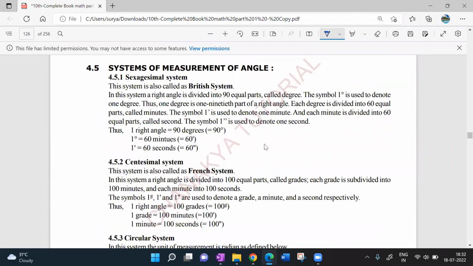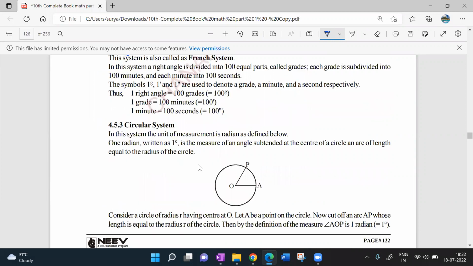Measurement of an angle: systems of measurement of an angle. I told you, there are two systems. The first one is the sexagesimal system, and another one is the centesimal system, and the circular system. Basically, look at it, you'll be learning different things here.